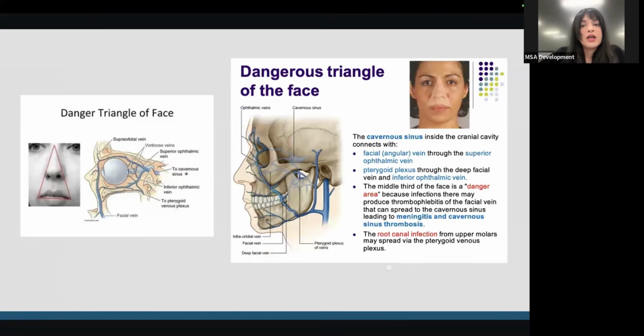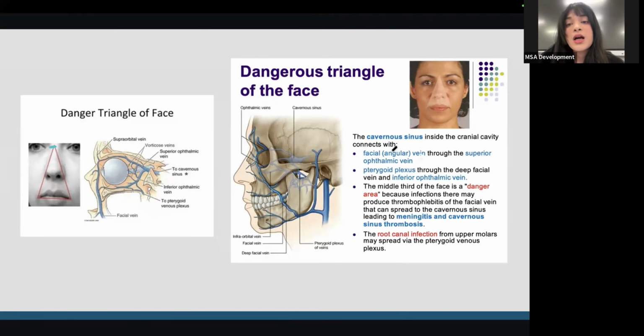So, yes. Now, the last slide is the dangerous triangle of the face. It starts off from here, the nose, and then it goes up to the upper lips, right? So why is this dangerous? You guys can think about that while I explain.